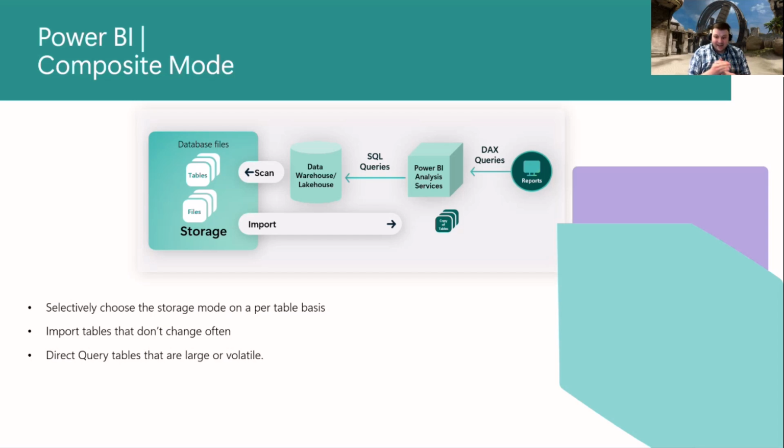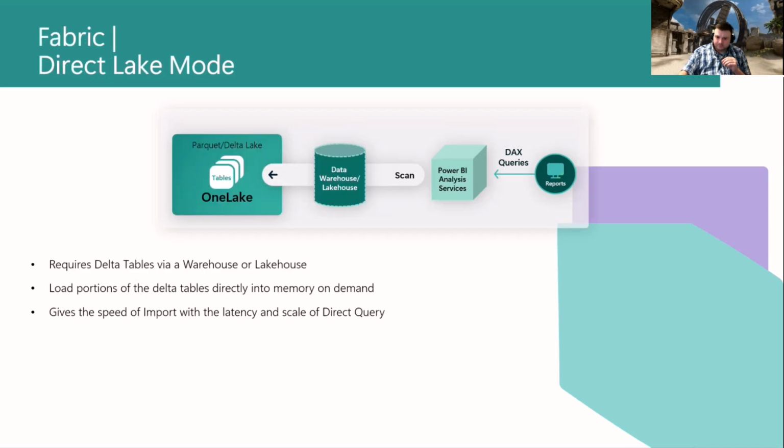So what we're going to do is import our dimension tables, and then for our fact tables, we're going to have those as direct query. That way we can be really fast on the filtering for the dimension tables, but then we have up-to-date information on the fact tables and such. So you can pick and choose which tables in your model are going to have what. And so that's the composite mode.